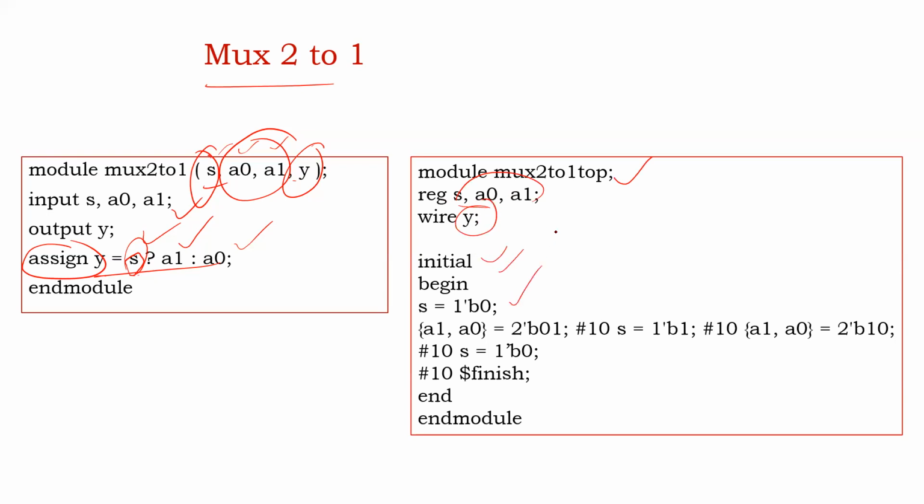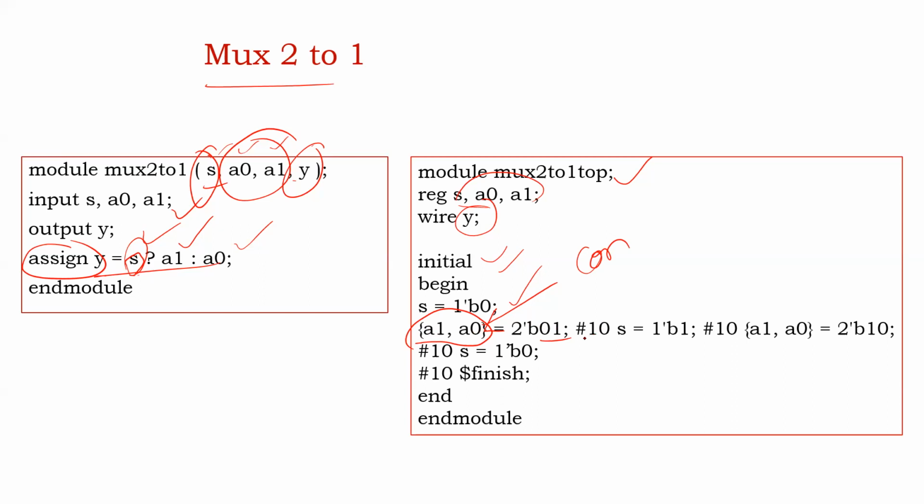And S is equal to 0. Whenever S is equal to 0, begin. This is A1 A0 in curly brackets. This is called concatenation. Concatenation means together. Whatever value I specify is nothing but the A1 and A0 values. So concatenation is nothing but togetherness. A1 A0 is equal to 0 1. It means A1 is 0, A0 is 1.